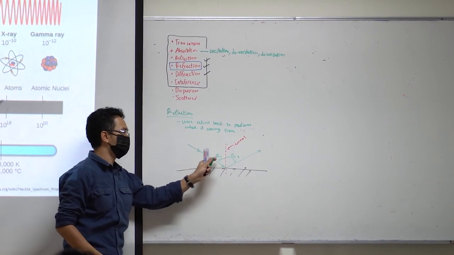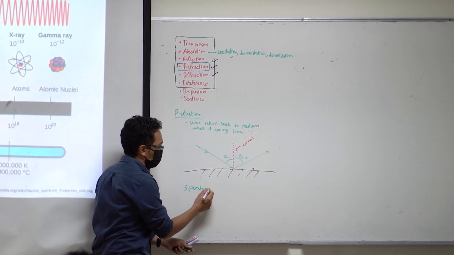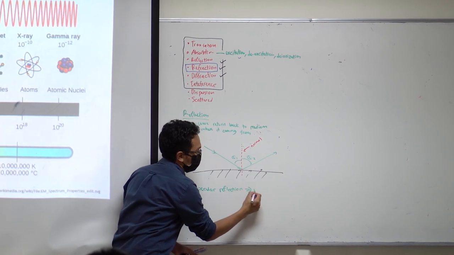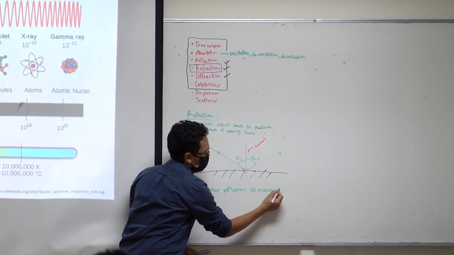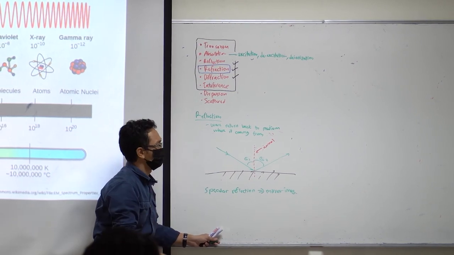So when theta 1 equals theta 2, we call it specular reflection. Meaning that you get a mirror image. This is true for either light or sound.